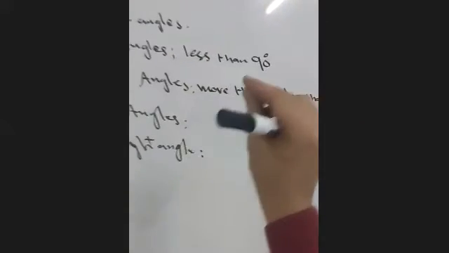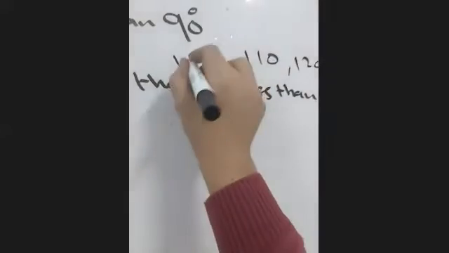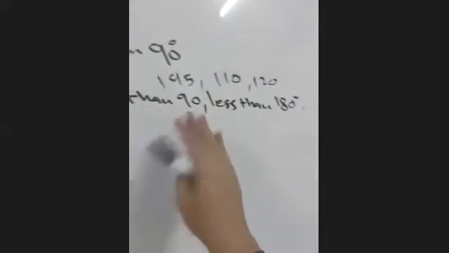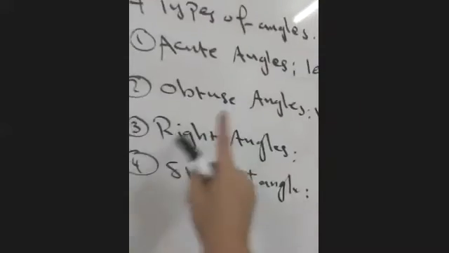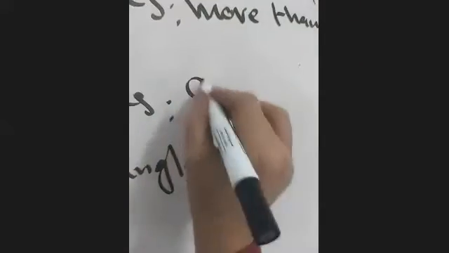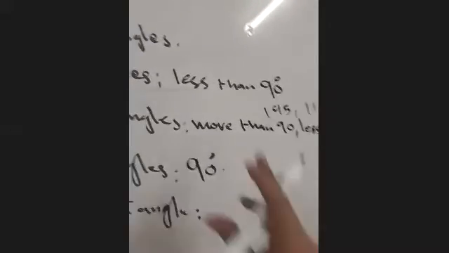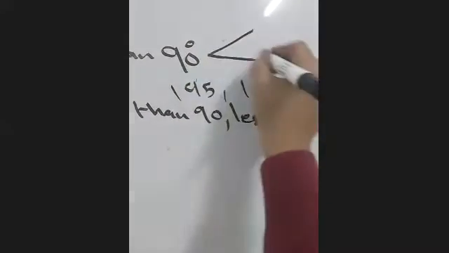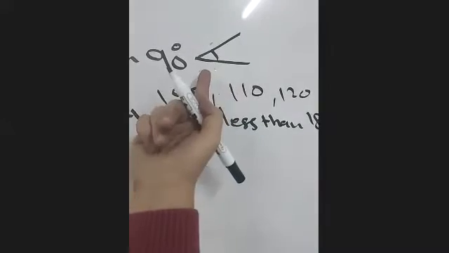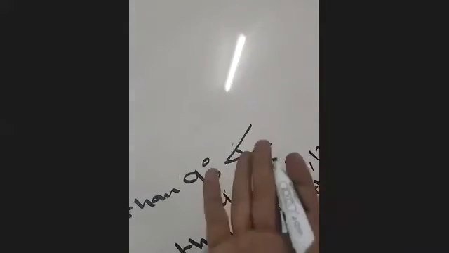If the measure is more than 90 and less than 180, for example 110, 120, 145, any angle between 90 and 180, we call it obtuse. The right angle is always 90 degrees only. Now, the acute angle means it is open small like this one. The obtuse angle means open big like this one. It's open big, it's open small.